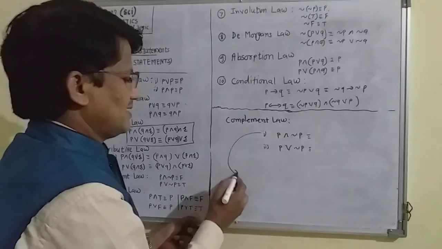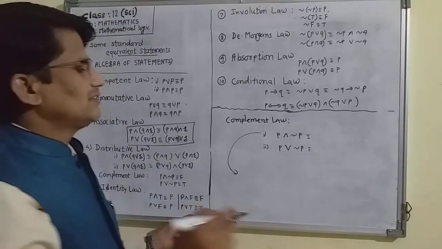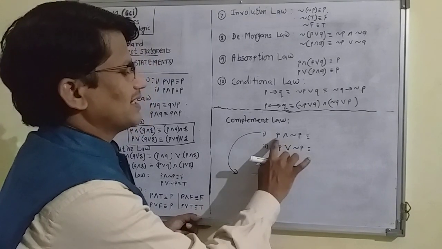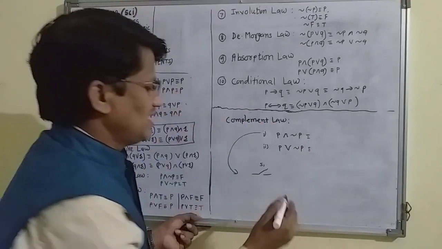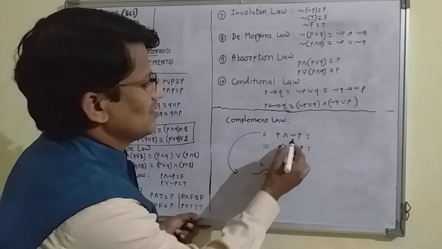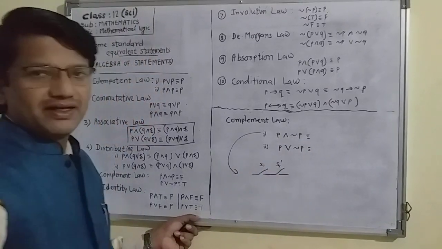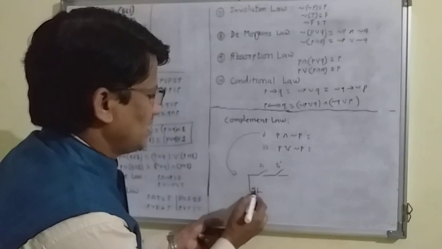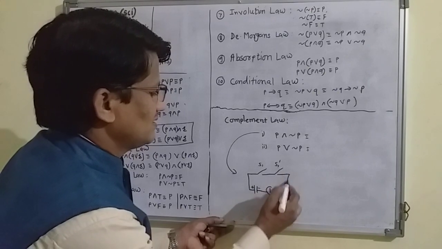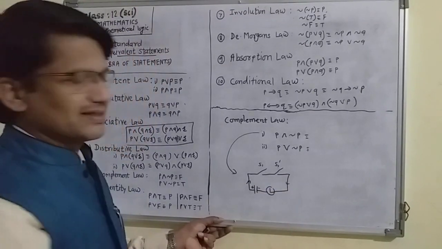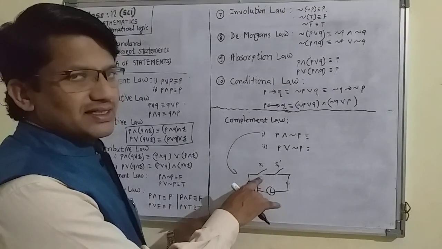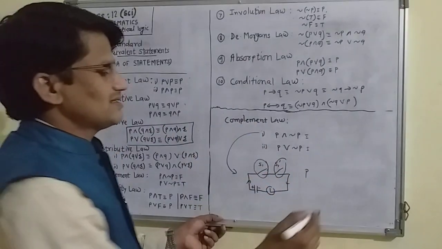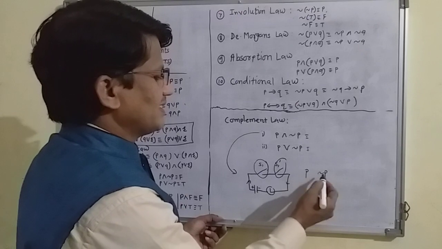For this, let's see the example in a switching circuit. What is P? P means the switch S1. They are connected here, and means what? Series arrangement. Negation P is S1 dash. Now observe this, and this wire is connected to the battery. Here plus, there minus. A lamp is connected, and the circuit is completed like this. Observe, S1 means P, S1 dash is negation of P, and they are connected in series.